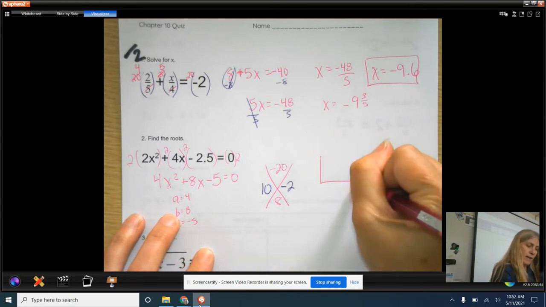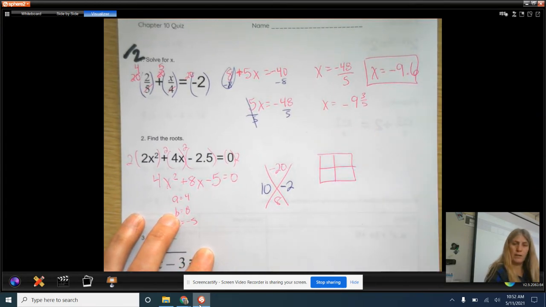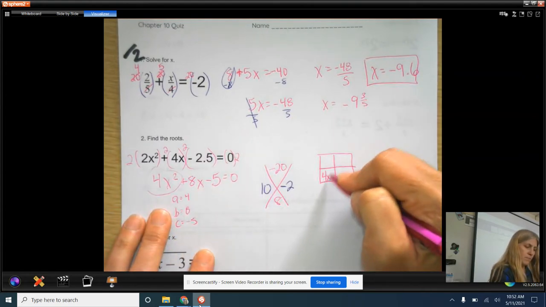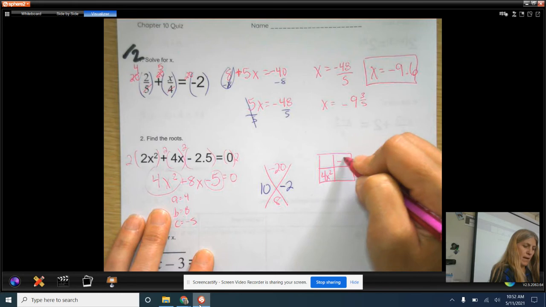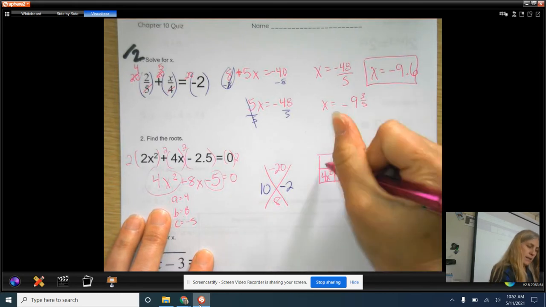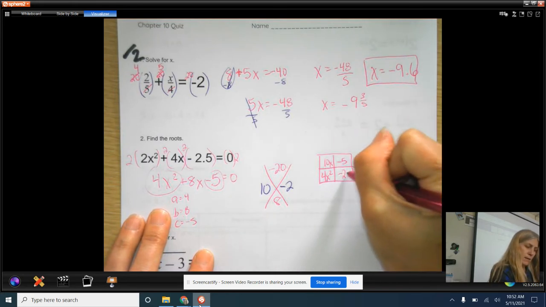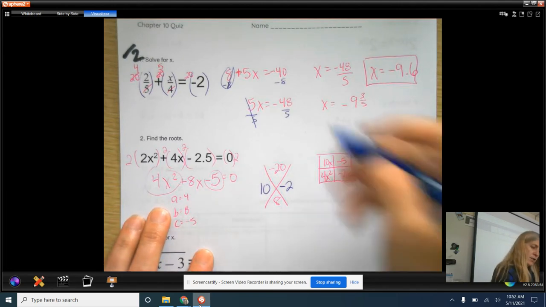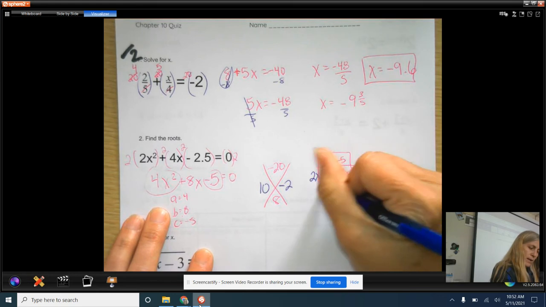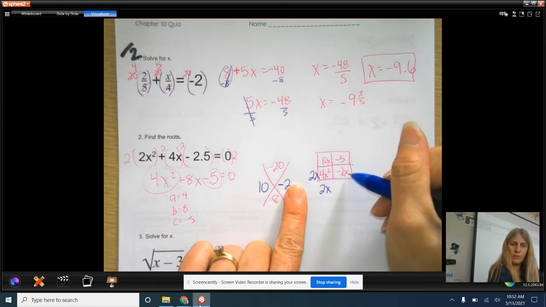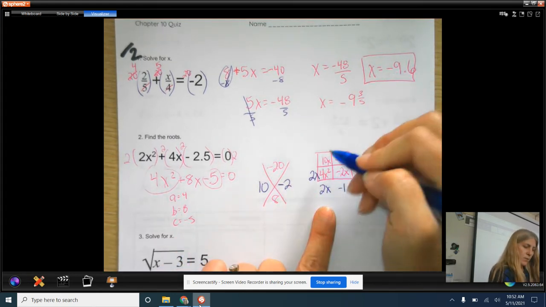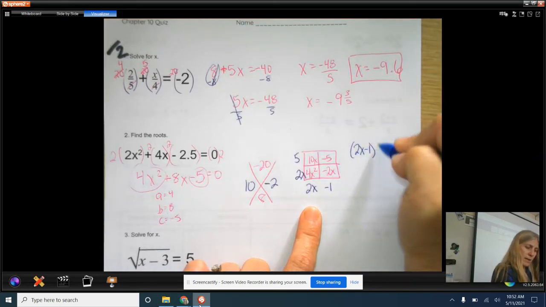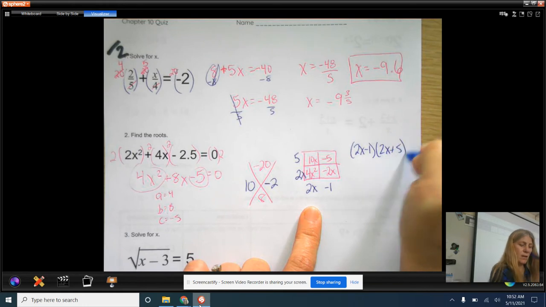And now we're going to fill out our generic rectangle. Our 4x squared goes on the bottom left. Our negative 5 goes in the upper right. And we have 10x and negative 2x, which make up that middle term of 8x. We're now going to factor 2x this way, 2x this way. To turn my 2x into a negative 2x, that's minus 1, and 2x times 5. Now product form: 2x minus 1 times 2x plus 5.